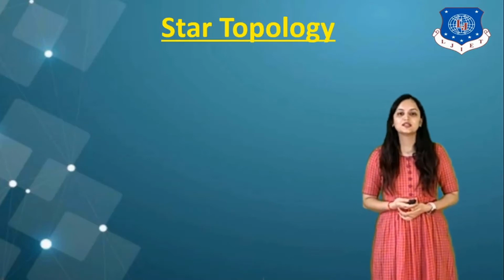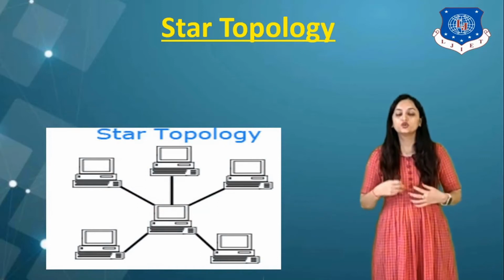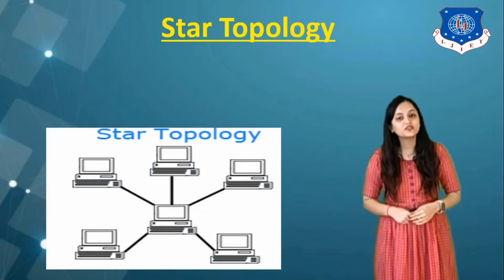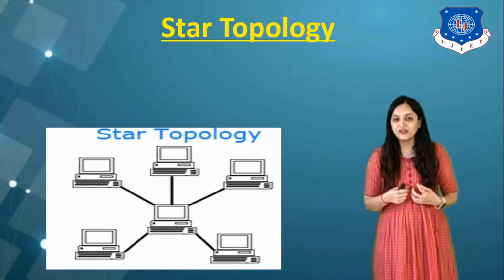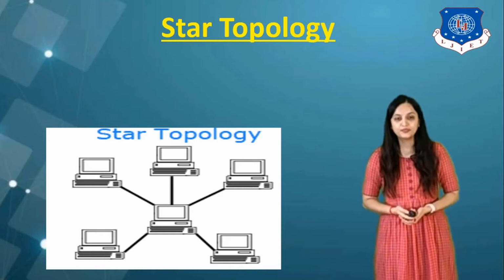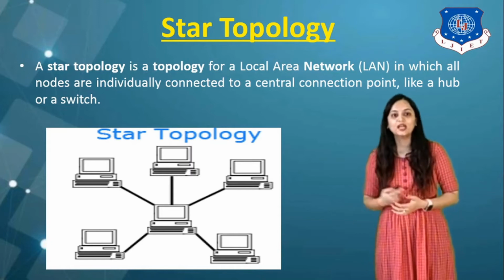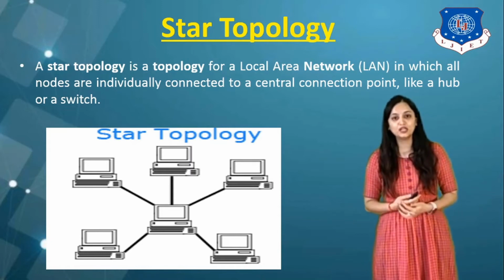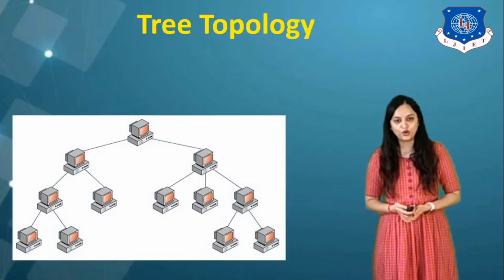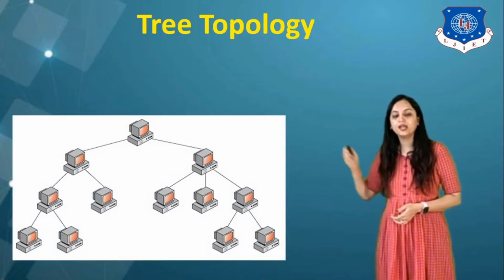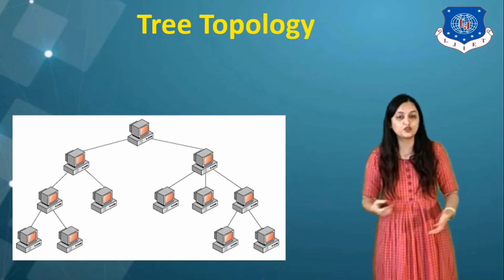The next is star topology. In star topology, as you can see, there is a central device through which all the other devices are connected, which is sometimes referred to as the hub. To transfer the data, the central device has to transfer to all the connected devices. A star topology is a topology for a local area network in which all nodes are individually connected to a central point like a hub or switch. The next is tree topology. As you can see, the main node is there, that is the first central device, through which other devices are connected like the branches of a tree.